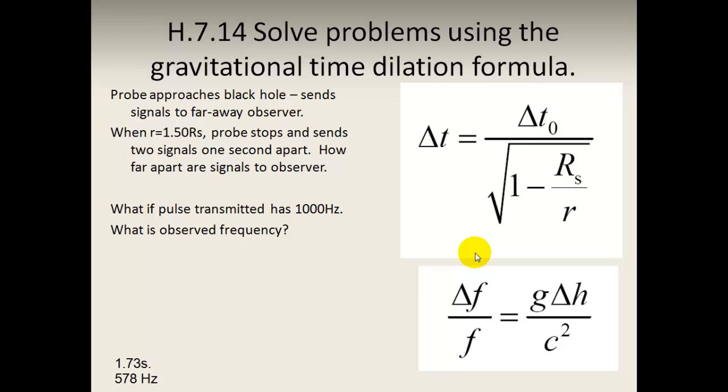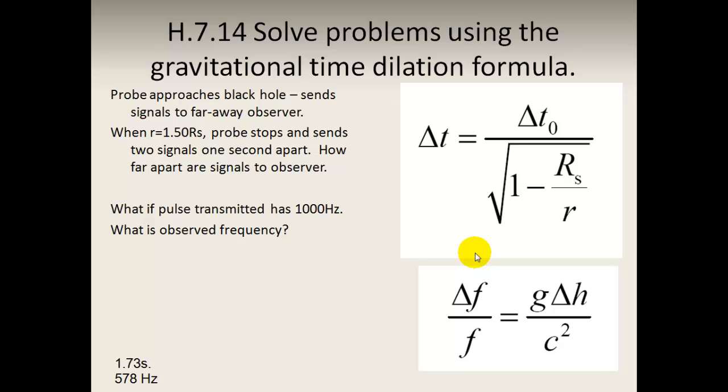A space probe we send off approaches a black hole. It sends signals to a faraway observer, which is us. When the distance from the black hole is 1.5 times the Schwarzschild radius, the probe stops and sends 2 signals which are 1 second apart. How far apart are the signals to the observer? So you try to do this now.